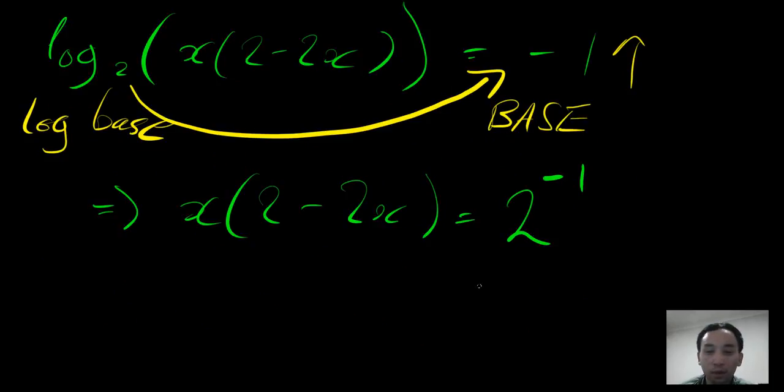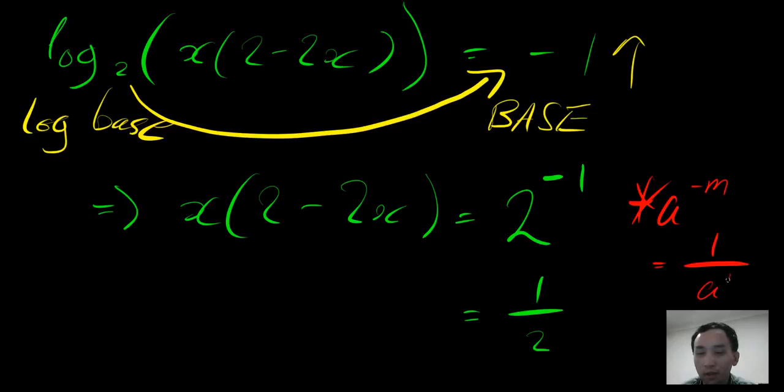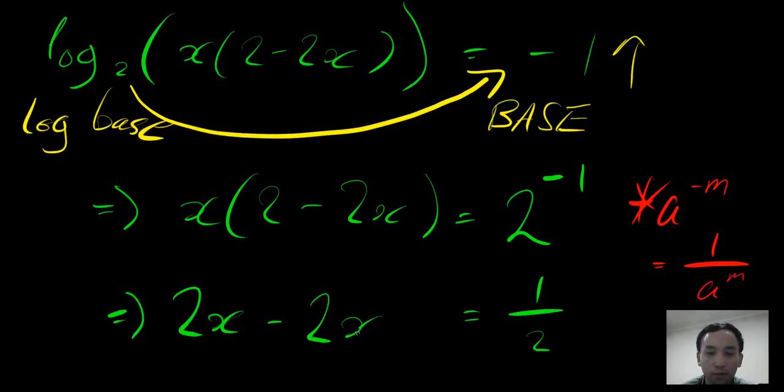Okay, so what we have over here now, you can actually recognize that this is just a quadratic. So the right side is actually just half, because just as a side note, refreshing your log laws, if you have a to the power of -1, well, more general case, a to the power of -m, this is really just 1 on a to the power of m. I'm just bringing my 2 to the bottom. Okay, and the left side, I'm just going to expand. So we have 2x minus 2x squared.